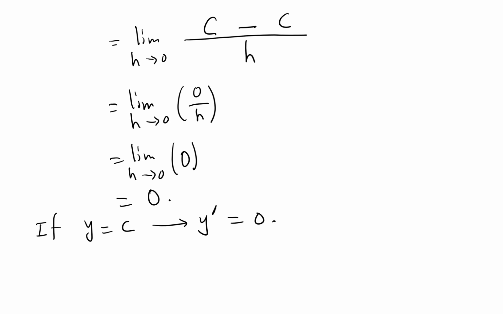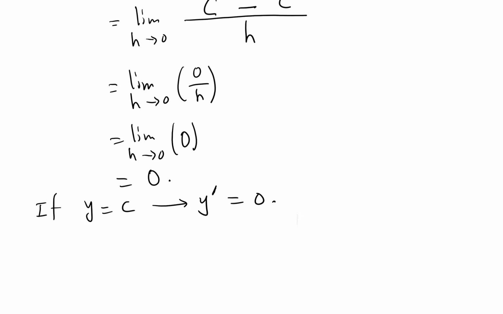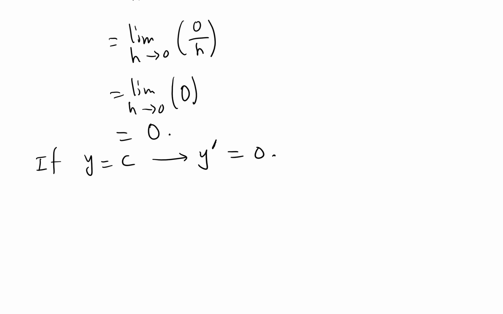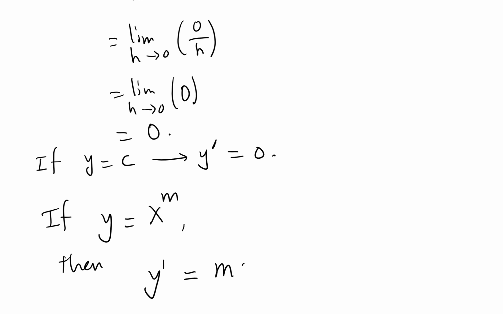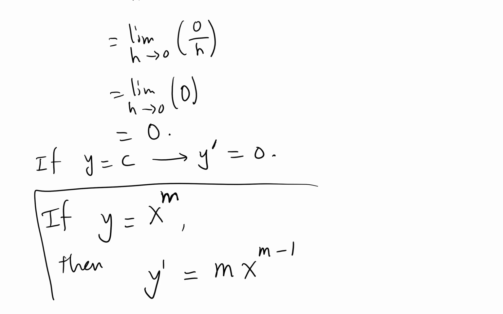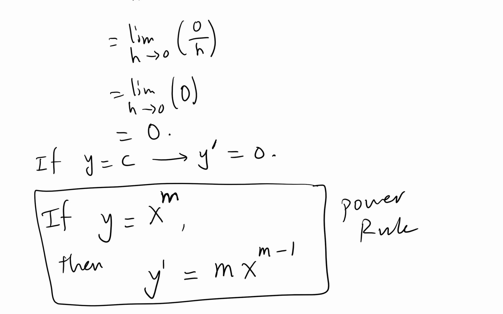Okay, so now what about if it's not a constant term, something non-constant? What happens? Although the constant is going to be a special case of it. So if y equals a function written in the form y equals x to the m, then what is y prime? Y prime is you bring m down, m x to the m minus 1. So you multiply the exponent by whatever number you have in the front and subtract 1 from the exponent. This is called the power rule.